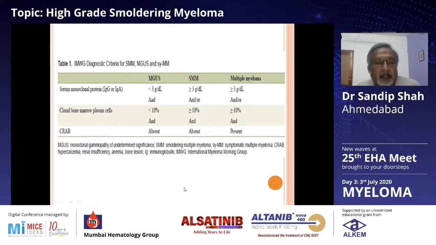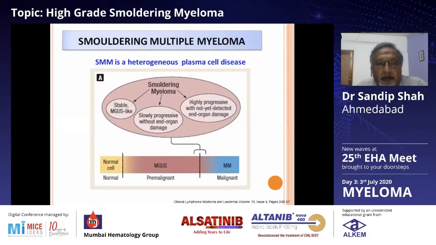Coming to the old definition of smoldering multiple myeloma, we all know: monoclonal protein greater than 3 gram, and/or bone marrow plasma cells more than 10%, and absence of CRAB features. This was the old definition. We also know that smoldering multiple myeloma is a heterogeneous disease: some behave like MGUS, while some are highly progressive, and some are slowly progressive without end organ damage.